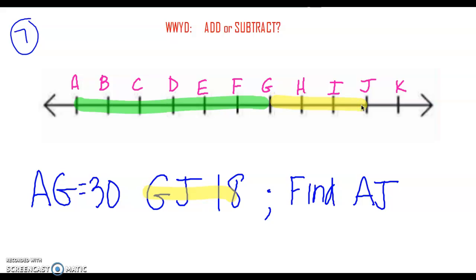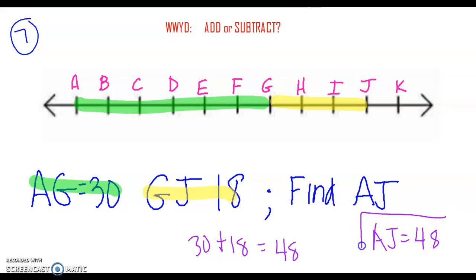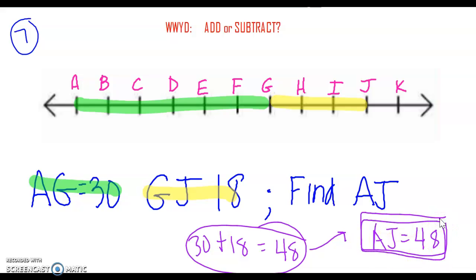18, so my segments are next to each other. So next to each other means that I would add. So we're going to take 30 and we're going to add on 18 and we get the value of 48. So AJ is 48. Again, you don't have to show me the computations. You don't have to do that part on paper. Okay, what I am looking for is whether you know to add or subtract and your answer for the segment.